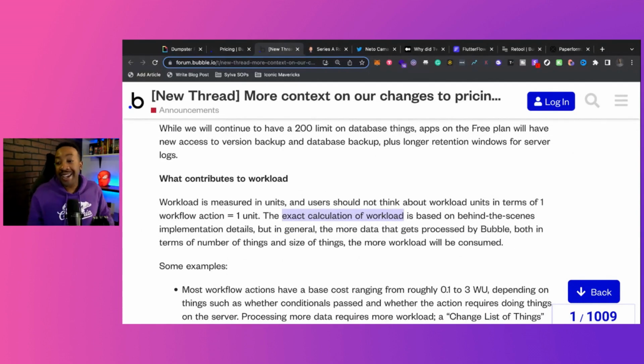People are messaging me. The exact calculation of the workload is based on behind-the-scenes implementation details. But in general, the more data that gets processed by Bubble, both in terms of the number of things and size of things, the more workload will be consumed. Okay. So again, the workload there could cost you a lot of money if you do something wrong. Now you can of course reach out to their team, but a lot of people are concerned about this.